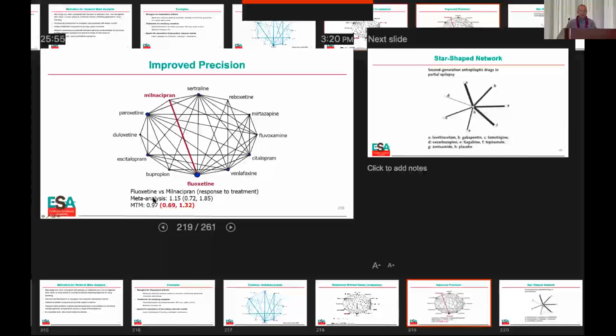So in this case, a meta-analysis of these two treatments came up with an estimate of 1.1 with a confidence interval of 0.7 to 1.8. But when we combine that with the indirect evidence, the multiple treatment meta-analysis, the mixed effect meta-analysis gives you an estimate of 0.97 with a confidence interval that's a little bit smaller, because you now have more precision because you're using more data.